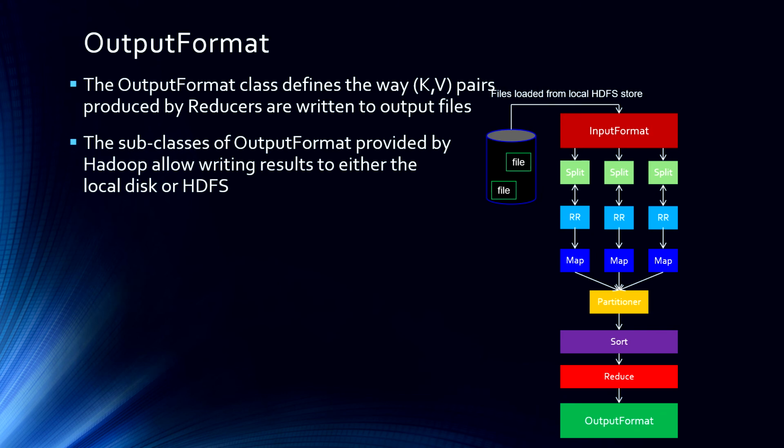Now the output format. We did the input format, we did the record reader, now comes the output format. The output format class defines the key value pairs produced by the reducer that are written to the output files. The subclasses of output format provided by Hadoop allow writing to either local disk or HDFS. Now the question comes: where would it be faster to access my files, on my local disk or on HDFS? Take a moment or two and think about it. Once you have an answer, you can resume the lecture.